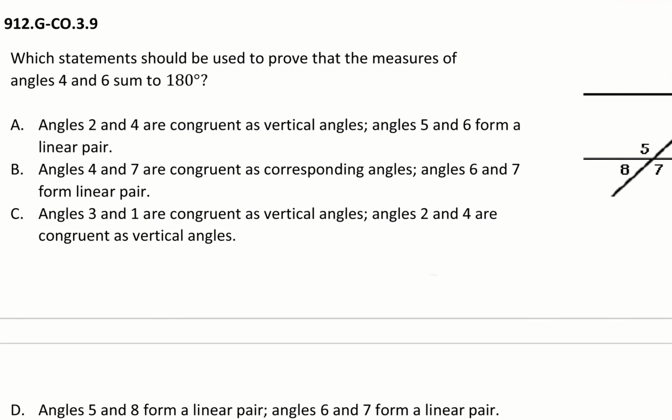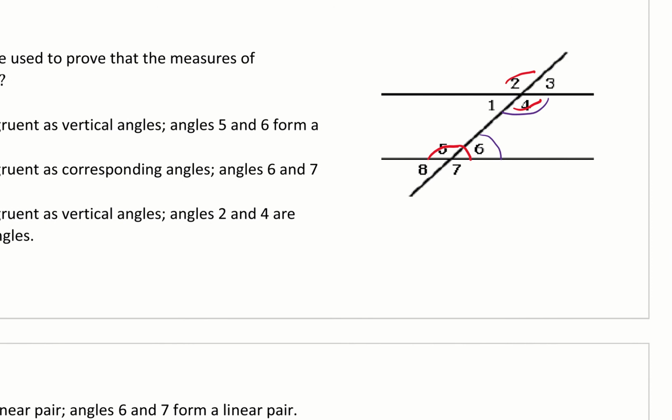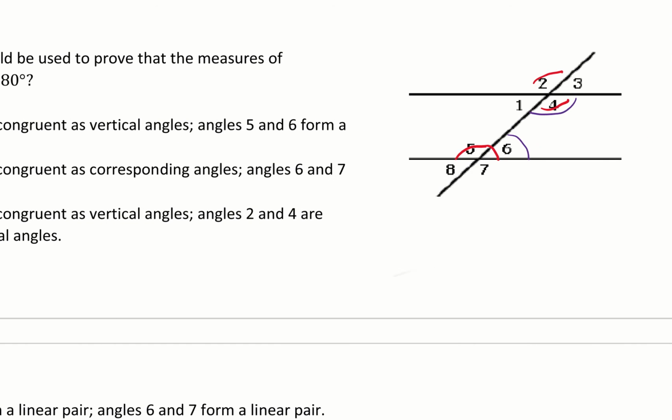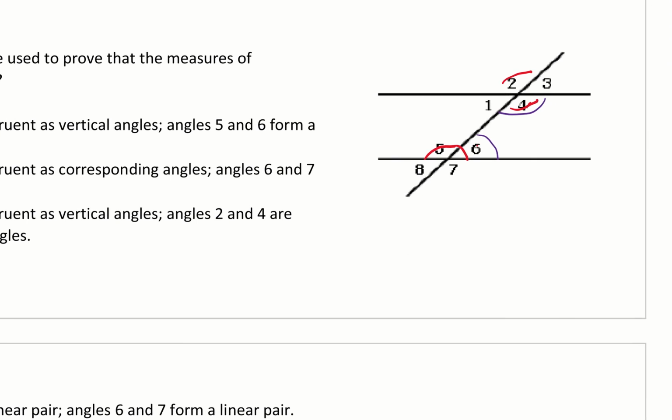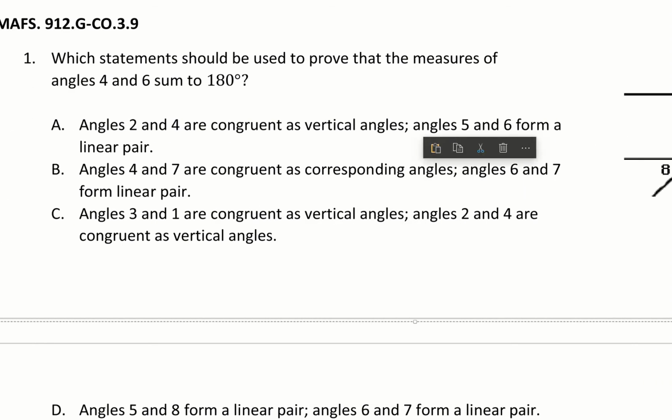And then it says angles 5 and 6 form a linear pair. Linear pair means that they add to 180. So there's no way that you can get from these being congruent and these being a linear pair to suddenly saying that 4 and 6 are equal, right? There's nothing tying angles 2 and 4 to angles 5 and 6. So that would not be something you can use to prove that those purple angles add to 180. The logic doesn't make sense here, so this is a big question mark.